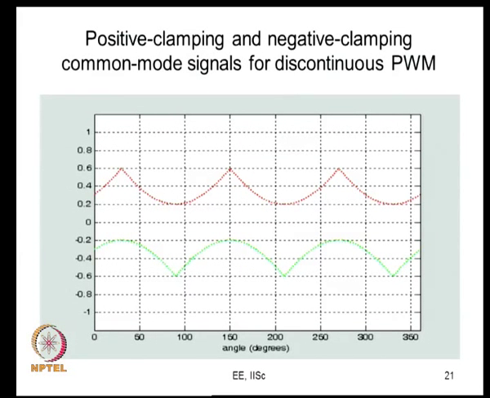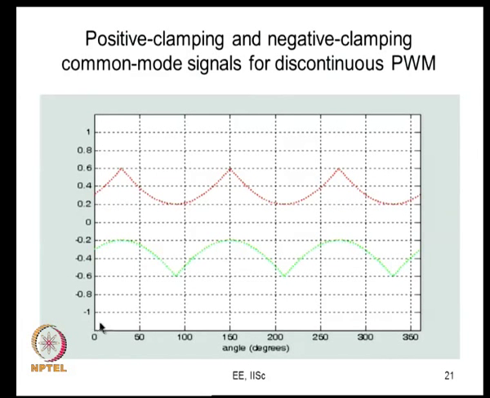In the discontinuous PWM, you are adding a common mode signal which results in bus clamping. There are two possible common mode signals. One we call the positive common mode signal, that is, from the carrier positive peak we subtract the maximum one of the three modulating signals, and we get this now.